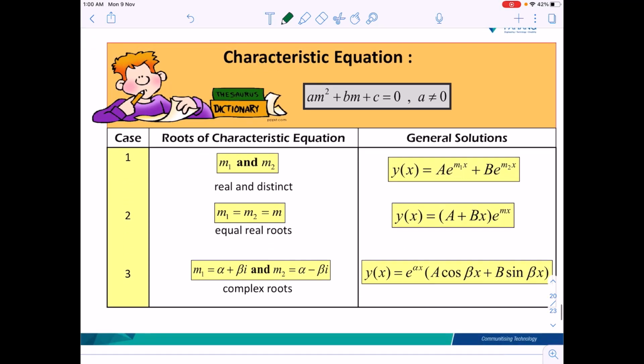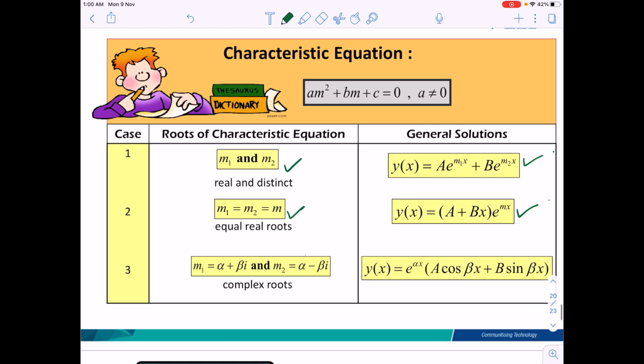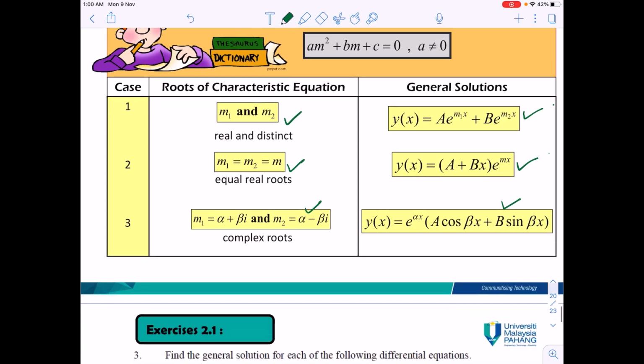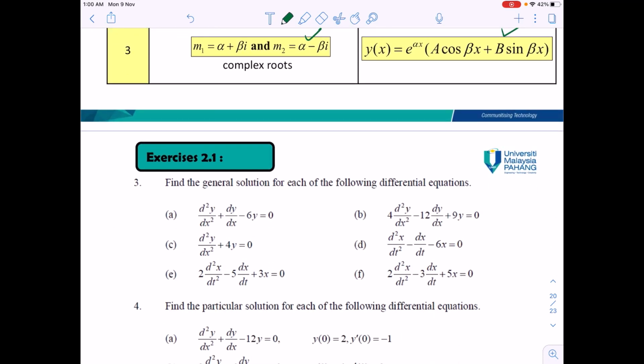Now this one is just the summary of what we have gone through today. If we have real roots, this is the general solution. If we have equal real root, meaning we just have one single root, this is the general solution. But if you have complex root, you will have this general solution. For the complex root, you have to recognize your own calculator, because different calculators will give you different ways to read. Discuss with your lecturer for that matter.